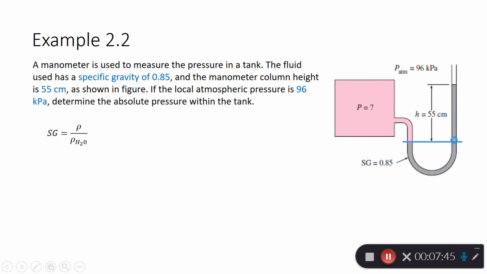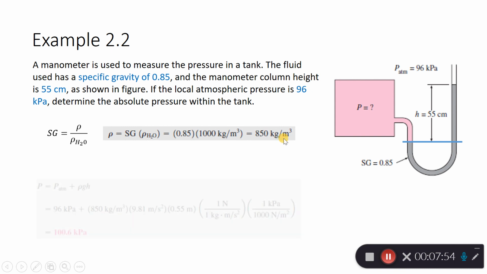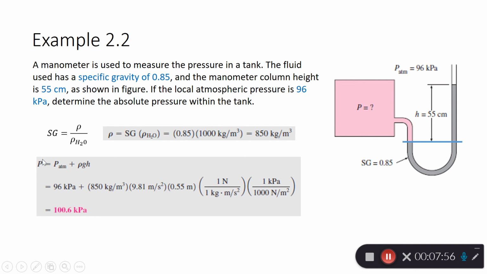First, SG is the ratio, so the density of the fluid is 850 kilograms per meter cubed. And then you can just solve for P inside the tank. That's atmospheric pressure going downwards plus rho g h. Don't forget that rho g h is in Pascal and P atm is in kilopascal, so you have to divide this whole thing by 1000. This should be the answer.